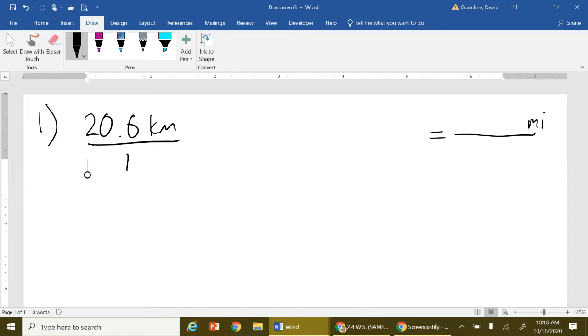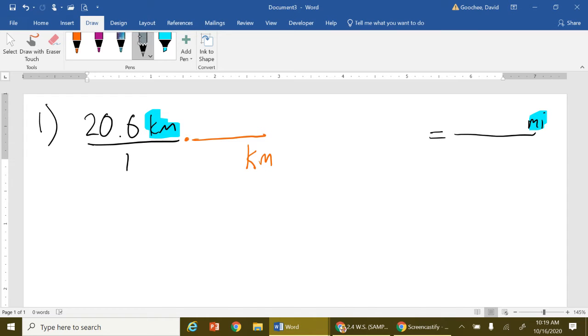The first step is you don't want kilometers as your unit. You want miles. So we have to get rid of kilometers. And the way we get rid of kilometers is we multiply it by a fraction and put kilometers on the other side. Remember, if you have something that's on both sides of a fraction, it cancels. So if we want to get rid of something in a conversion, we just put it on the opposite side of a fraction. So we can get rid of kilometers.